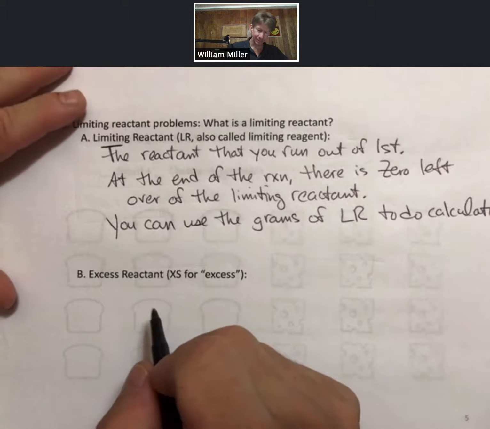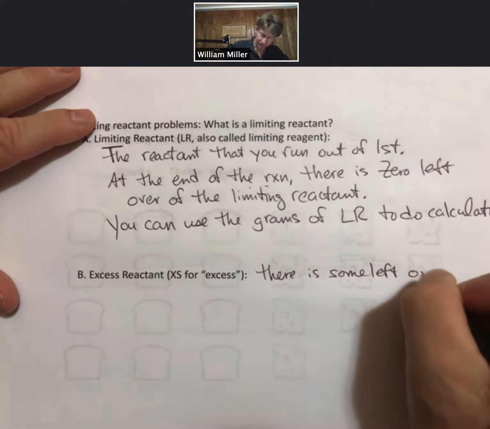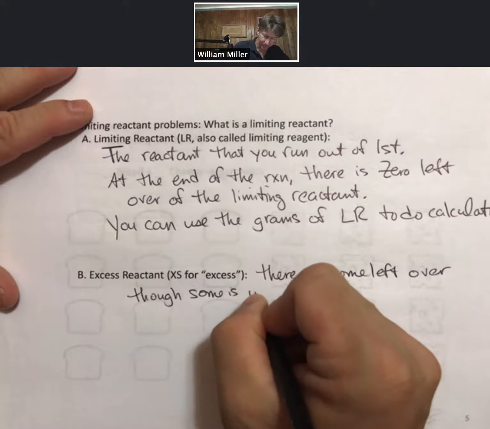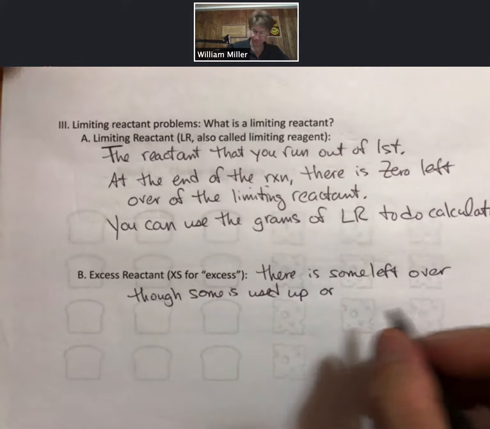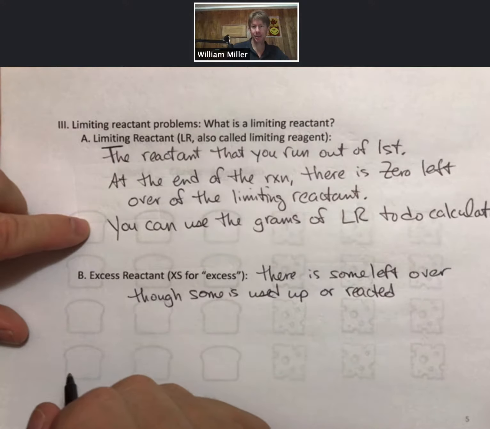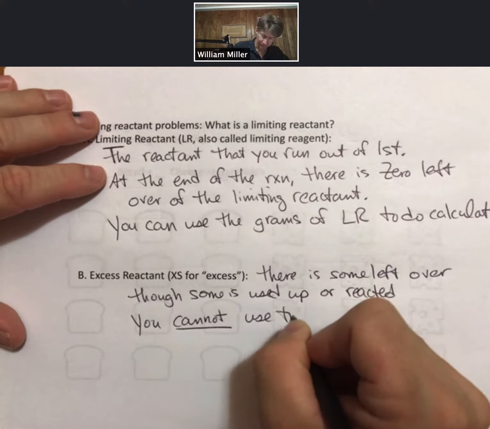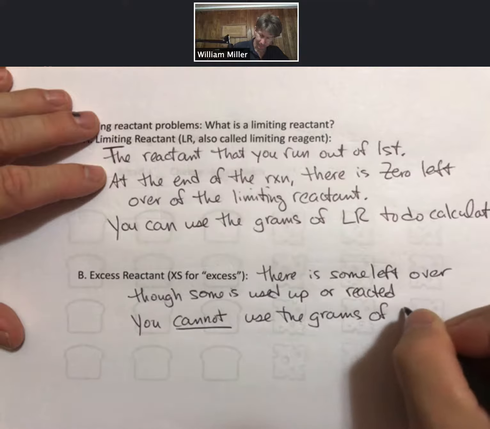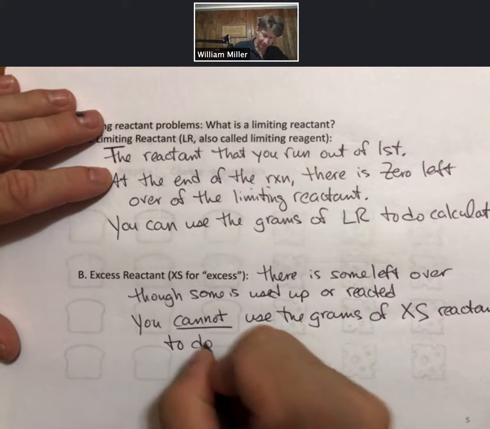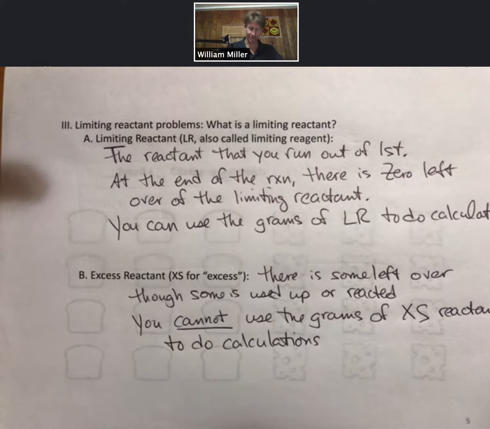Okay, for the excess reactant, there is some left over. Though some is used up, or reacted, and you cannot use the grams of the excess reactant to do calculations. You cannot use the grams of excess reactant to do calculations after determining it's the excess reactant.